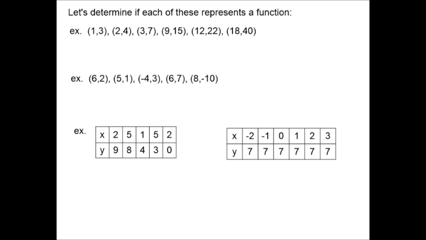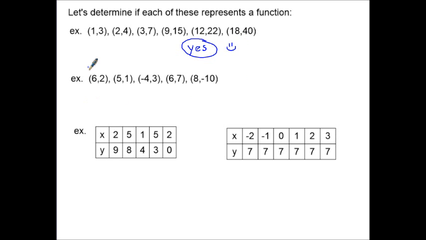Alright, so let's determine if each of these represents a function using those rules we just mentioned, or that one rule, I suppose. Now the first one is 1 paired up with 3. And then if I look through my list, I don't see 1 paired up with anybody else, as the x value of 1 at least. And then the x value of 2 is paired up with 4, and I don't see an x value of 2 anywhere else. 3 is paired up with 7, nowhere else. 9 with 15, 12 with 22, and then 18 with 40. So notice each x value is only paired with one other. So yes, it's a function. We like it, we love it, we want more of it.